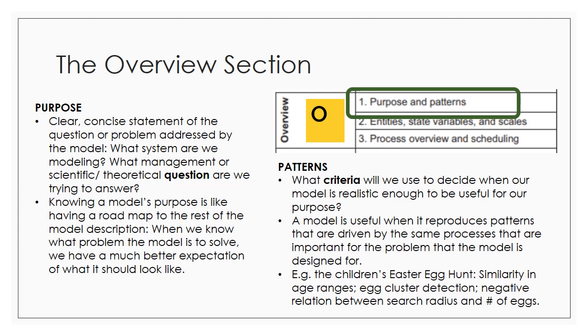Here we're talking about purpose and patterns. Purpose means the clear, concise statement of the question or the problem that we address with the model, like what system are we modeling? What management or scientific question are we trying to answer? It's really important to know a model's purpose because that gives you a roadmap to the rest of the model description. So when we know what problem we're trying to solve, we have a much better expectation of what it should look like. That then translates into patterns, like what criteria will we use to decide when our model is realistic enough to be useful for our purpose.